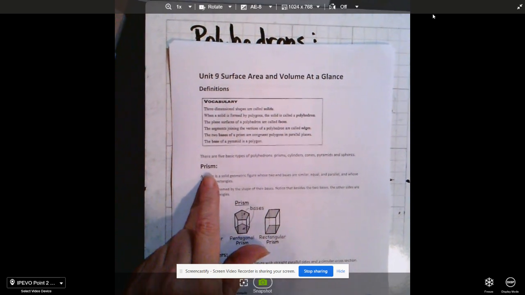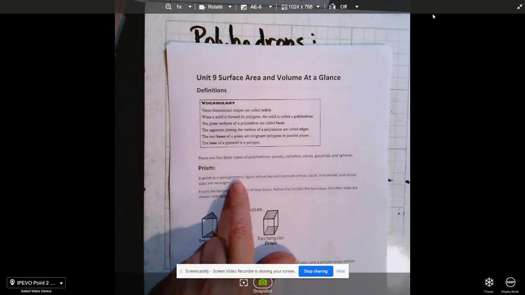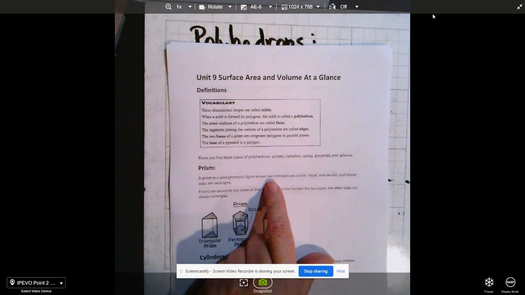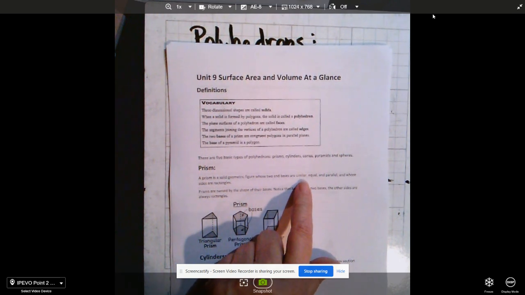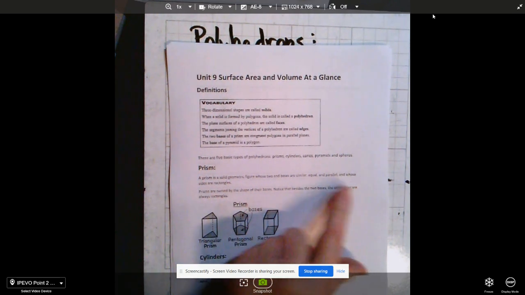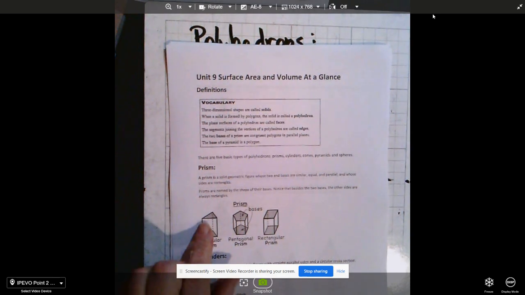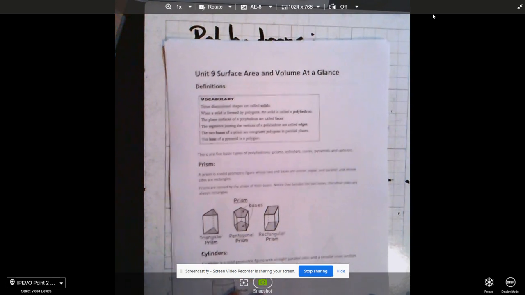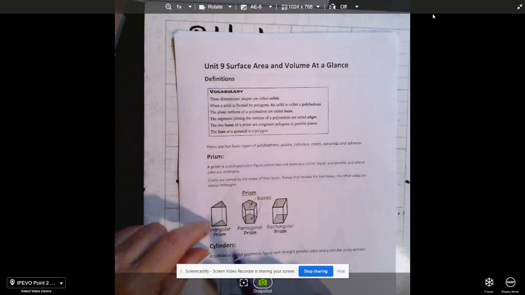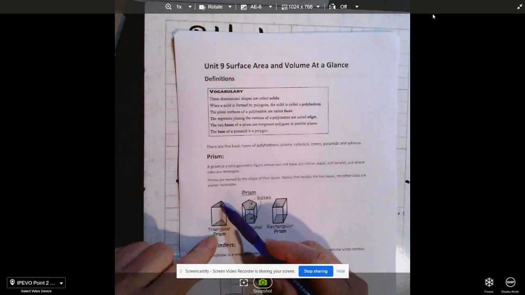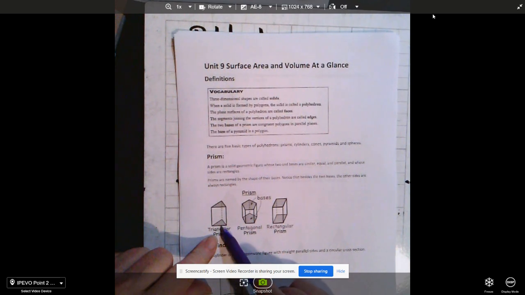So let's take prisms first. By definition, a prism is a solid geometric figure whose end bases are similar, equal, and parallel, and whose sides are rectangles. So let's first just think about what that's saying. Let's just take this first one here. The two end bases are similar. So this base here and this base here, those would be similar triangles. They're going to be equal, so they're going to be exactly the same size. They're parallel to each other.